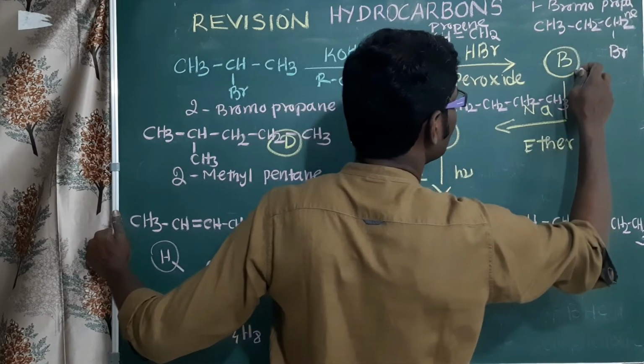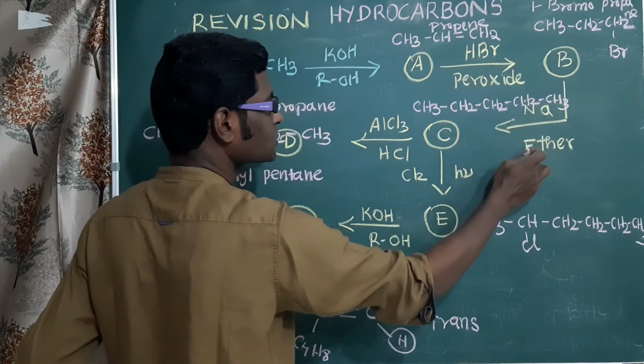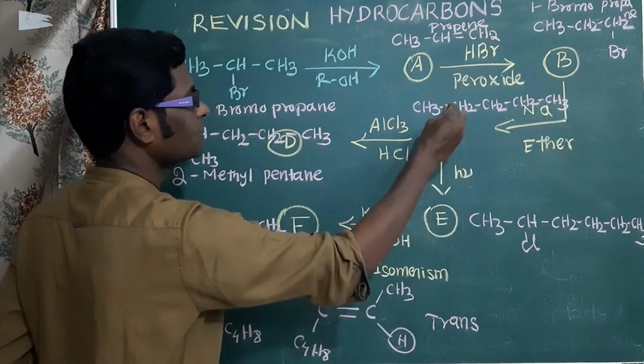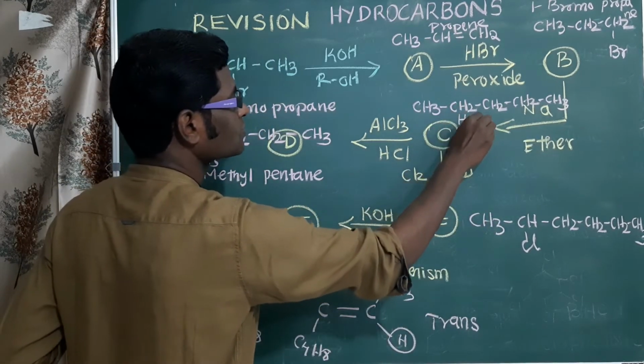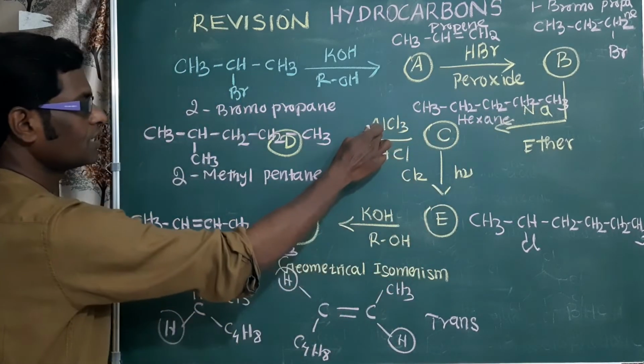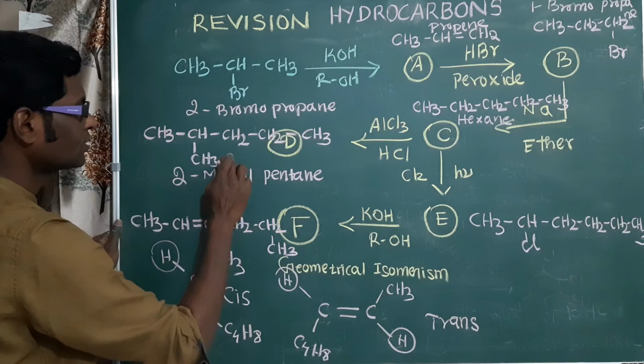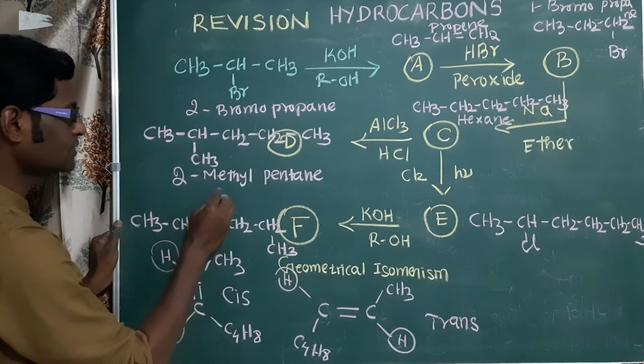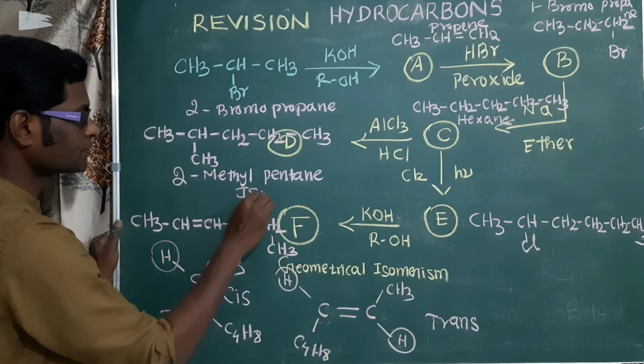This 1-bromopropane treated with sodium in presence of ether, we will get hexane. This reaction is called Wurtz reaction. When hexane is treated with aluminum chloride and HCl, we will get 2-methylpentane. This reaction is called isomerization.